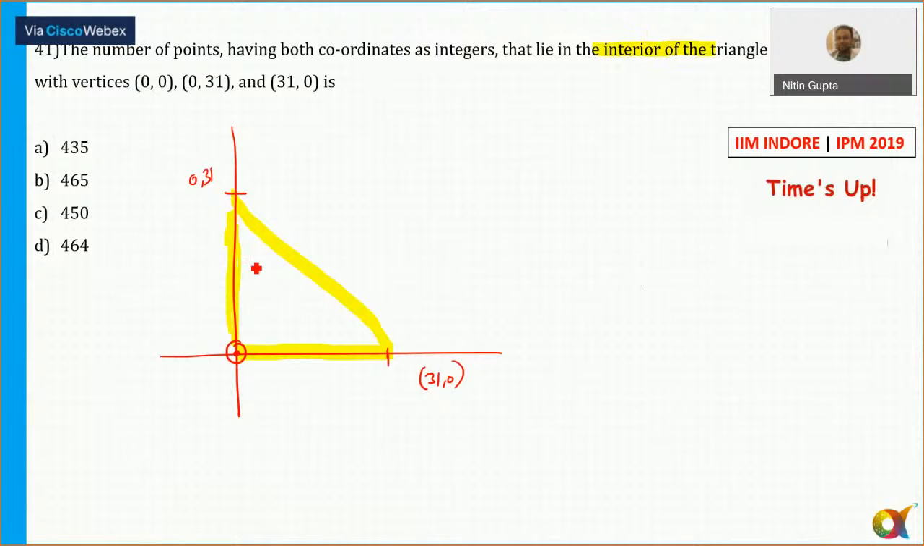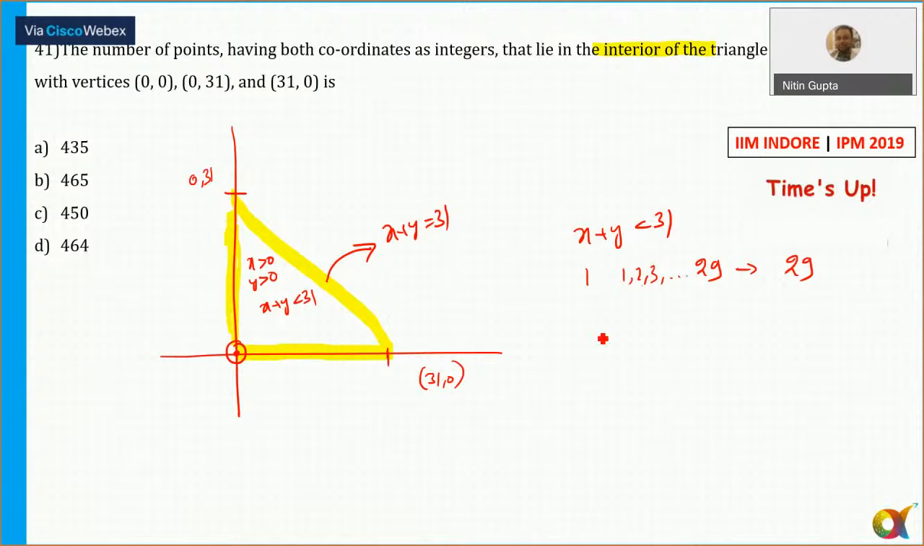In this case, x is greater than 0 and y is greater than 0, because the equation of this line is x plus y is equal to 31. So inside this region, x plus y is less than 31, and I need to find integer points where x and y both are positive. So if x is equal to 1, y can be from 1 up to 29. 1 plus 29 is 30.